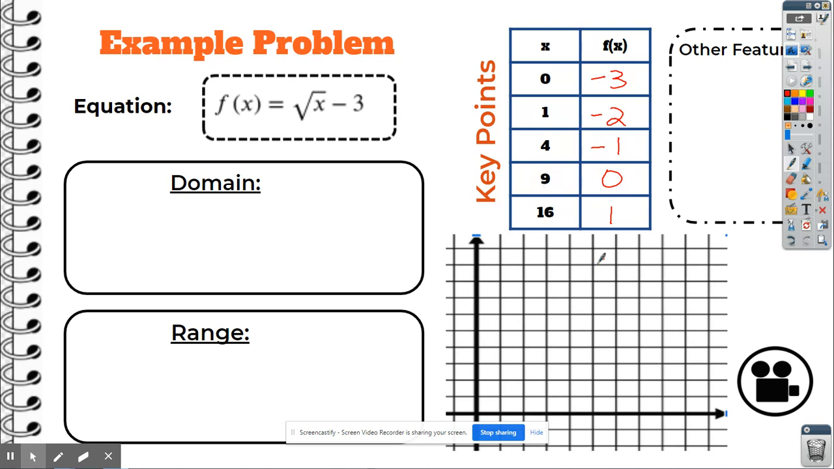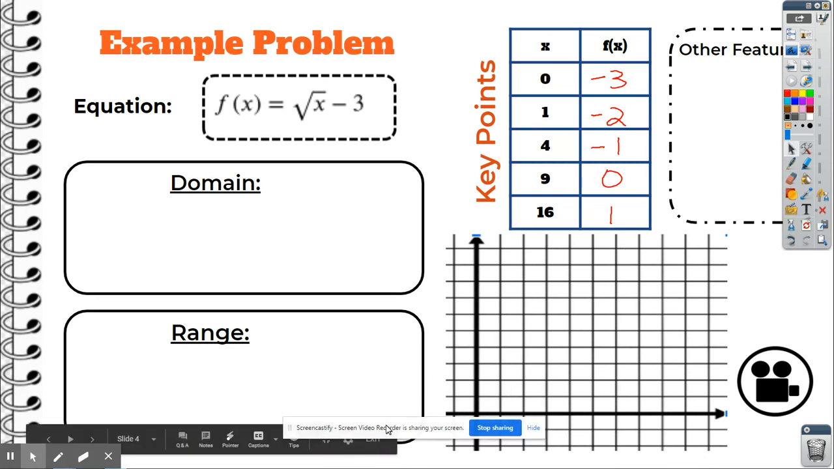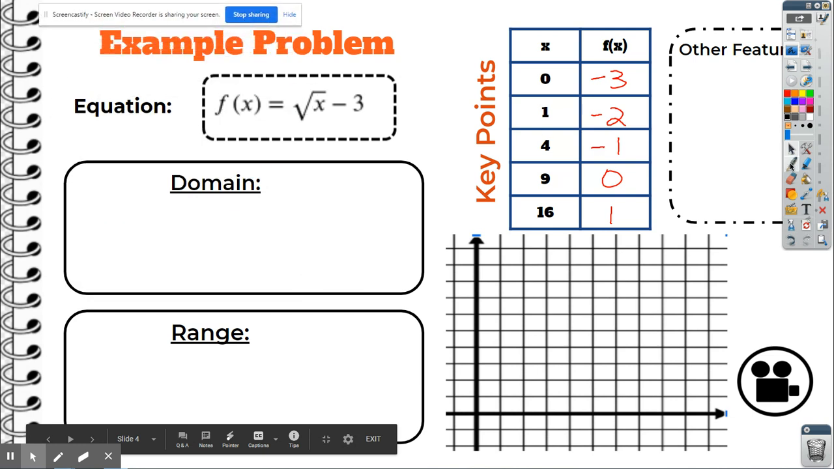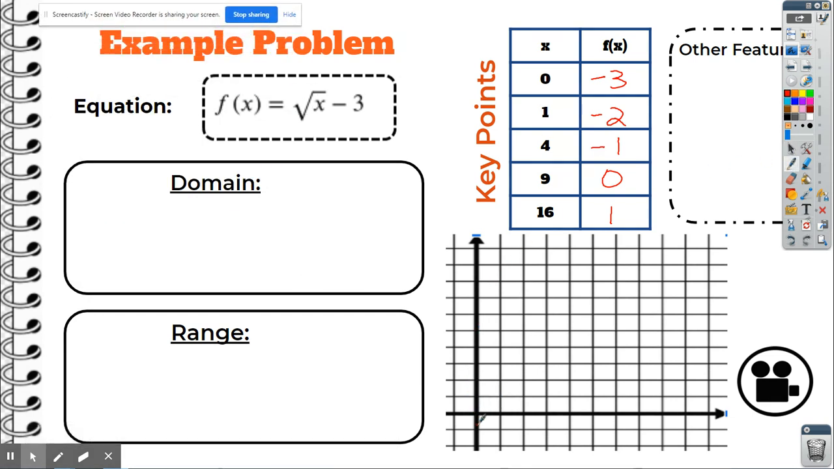So we're just going to go ahead and plot it on our graph. I have 0, negative 3. So I'm at 0, negative 3, down on the page for our little graph. Then I'm at 1, negative 2, then 4, negative 1, so 1, 2, 3, 4, and then negative 1. Then 9, 0, so 1, 2, 3, 4, 5, 6, 7, 8, 9, and 0 doesn't move here. And then what we'll have is a nice little square root function, a radical function that goes in this general direction.